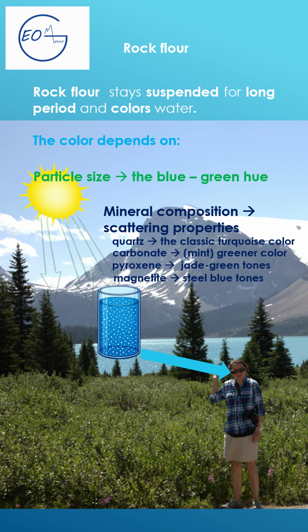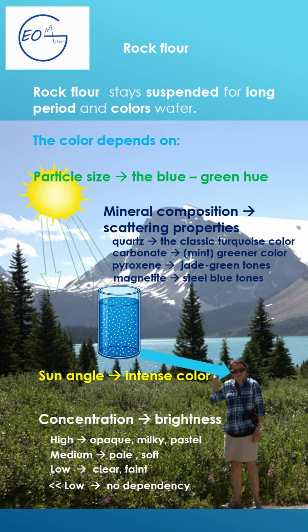water. Mineral composition, which depends on the type of bedrock being ground by the glacier producing the rock flour, influences the light scattering properties. For example, quartz contributes to the classic turquoise color, carbonate to a mintier green one, and pyroxene and magnetite mute the color toward a greenish and grayish tone. Sun angle affects color intensity. Midday sun during summertime produces the most intensive color.